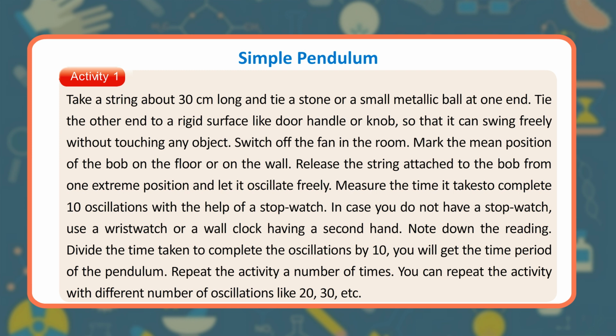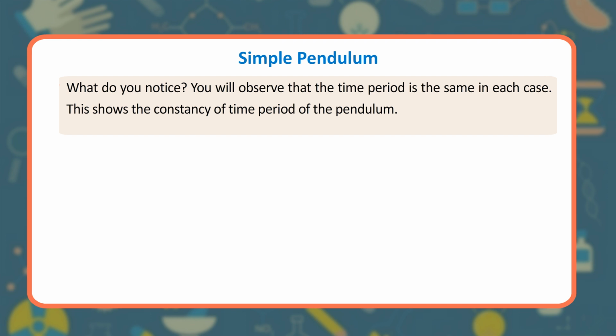Measure the time it takes to complete 10 oscillations with the help of a stopwatch. In case you do not have a stopwatch, use a wristwatch or a wall clock having a second hand. Note down the reading. Divide the time taken to complete the oscillations by 10. You will get the time period of the pendulum. Repeat the activity a number of times. You can repeat the activity with a different number of oscillations like 20, 30, etc. What do you notice? You will observe that the time period is the same in each case. This shows the constancy of time period of the pendulum.